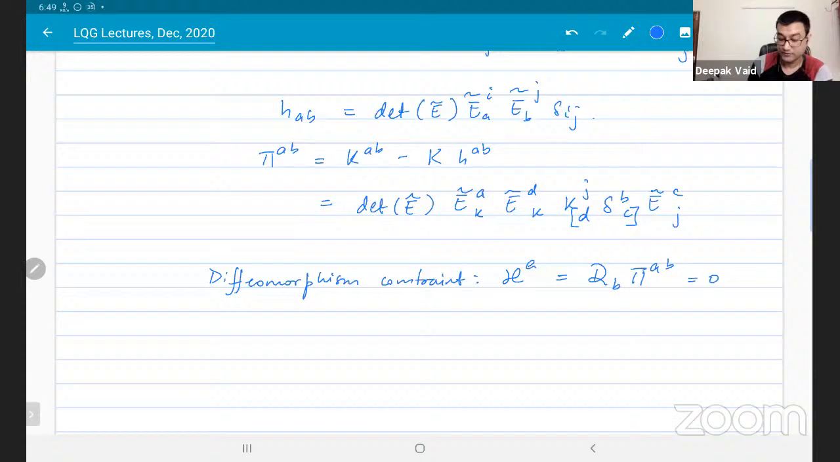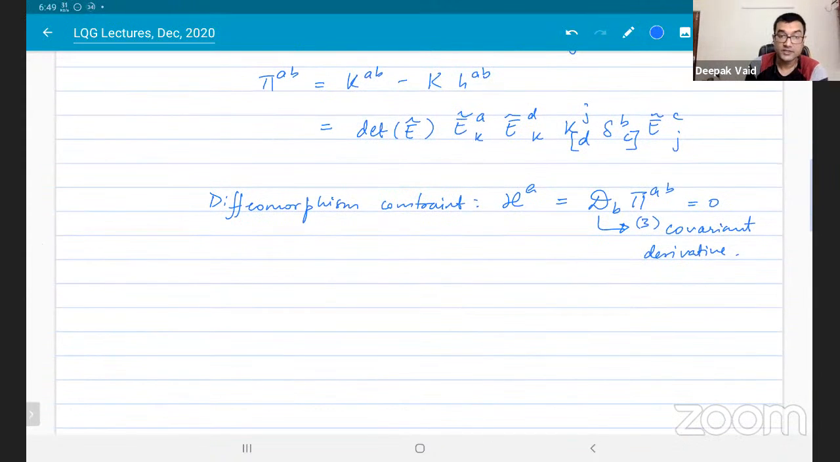And pi AB is equal to 0. This is the diffeomorphism constraint, where this is the three-dimensional covariant derivative. Not the one with the connection, but the one defined using the Christoffel symbol.